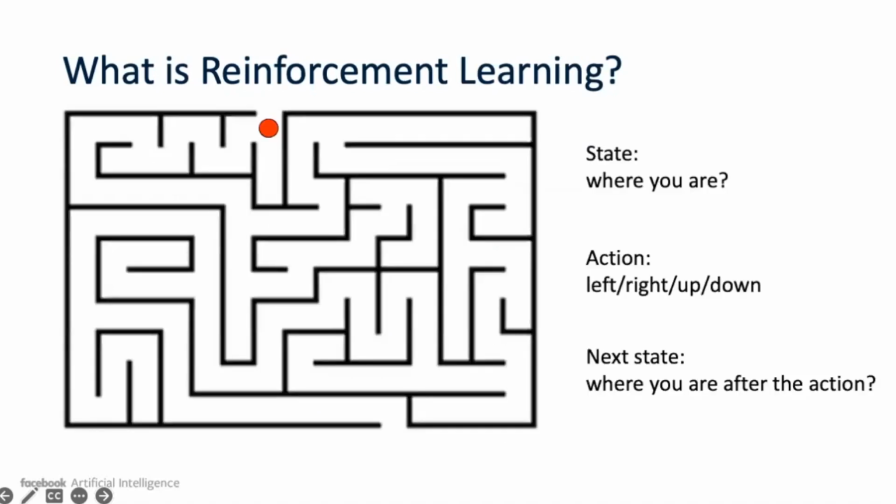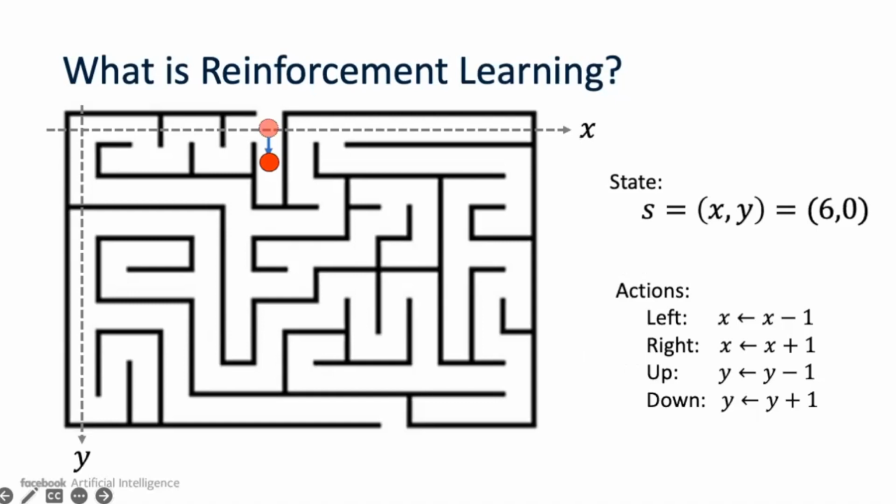So suppose you have a maze here, and you have a red dot, which is basically the location of the agent. And the state here is basically where this agent is. And the action is that the agent is going to be moving left, right, top, and bottom. And the next state will be where the agent is after that move. So in terms of mathematical language, if we put coordinates x and y into this two-dimensional maze, then we can basically use two numbers to represent the state of the agent. And the action will become like a subtraction or addition of one to one of the numbers, right?